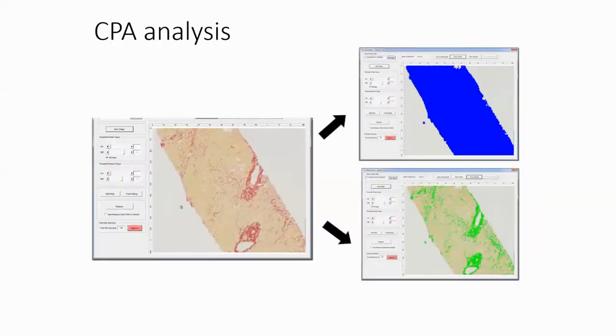If we move to the next one, we also did a CPA analysis, so not just assessing fibrosis on a semi-quantitative scale, but using image analysis to quantify the proportion of collagen out of the total surface of the biopsy in these patients. And very briefly, I'm going to show you a couple of slides with some results.